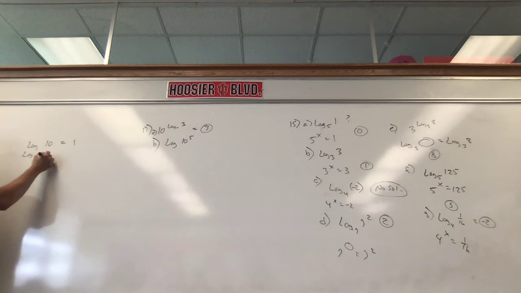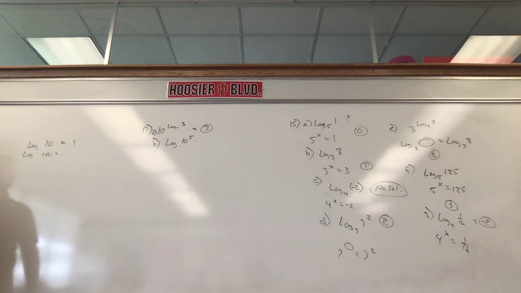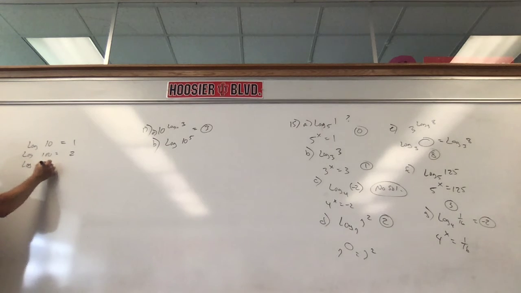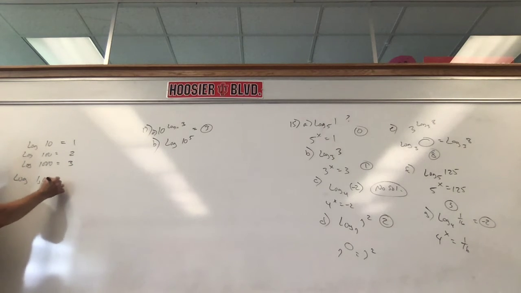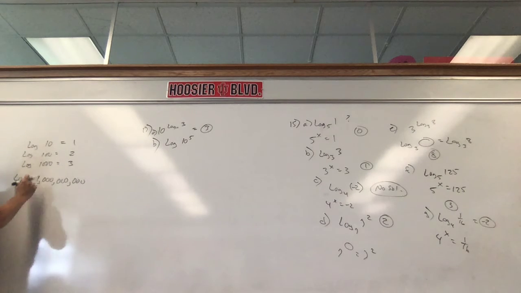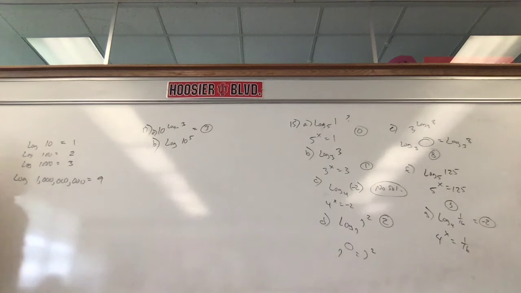What's the log of 100? 2. Why? That's 10 to the second power, or 100. What's the log of 1,000? 3. Why? That's 10 to the third. I want to see if somebody can think of a quicker way of saying that, though. What's the log of a billion? 9. Why? The amount of zeros. 9 zeros. It's that easy. Now, if there's a 4 here, you can't do that anymore. But the common log of a 1 with zeros is the number of zeros. That's all it is.